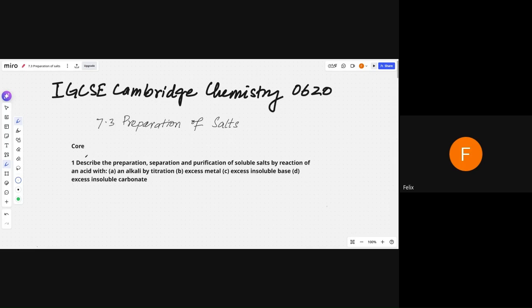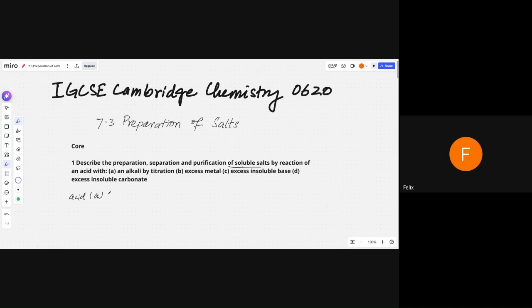The first topic says: describe the preparation, separation, and purification of soluble salts by reaction of acid. So what are we reacting? One of the reactions is with an acid, right? We can make a soluble salt which is soluble in water, which means that when it is formed, you will not be able to see it. You have to retrieve it from water, right? I'll explain it in more detail in a minute. So the first method that we will be looking at is an alkali by titration, right?